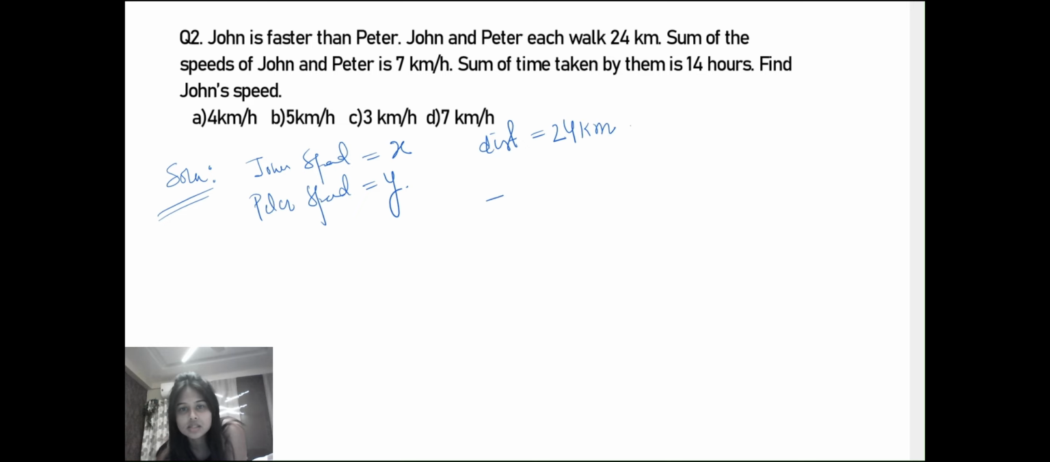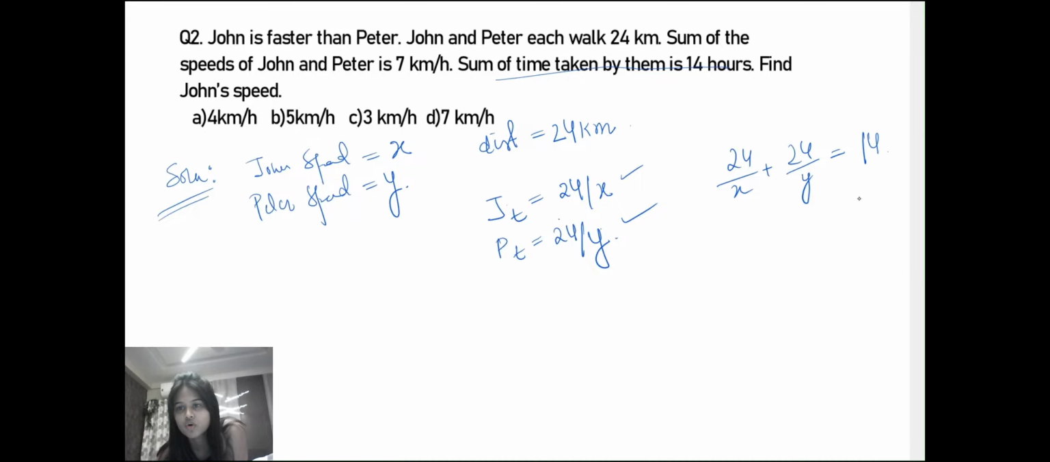And hence, can we say that time taken by John is distance by speed of John and time taken by Peter is distance divided by speed. So distance by speed is time taken by each of them. Now one more information is given, that is sum of time taken by them is 14 hours. So can we say this plus this is 14 hours, right? So 24 by x plus 24 by y equals 14.